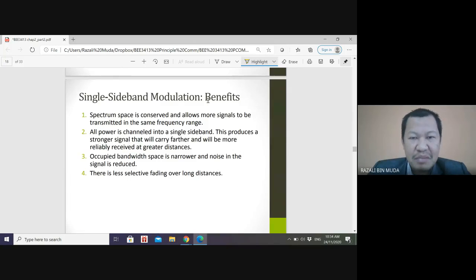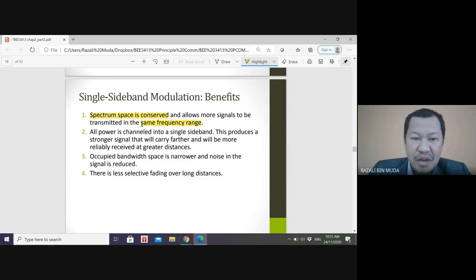Okay. So single sideband modulation benefits: spectrum space is conserved and allows more signals to be transmitted in the same frequency range. Spectrum space, the frequency, is conserved, little used. Spectrum space is saved and allows more signals to be transmitted within the same frequency range.